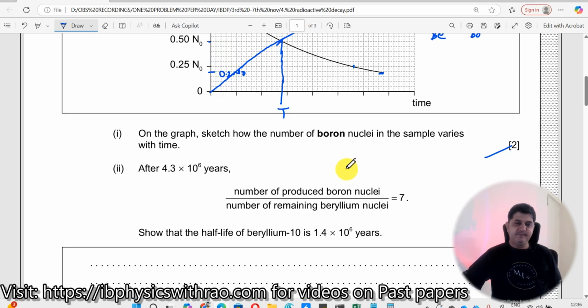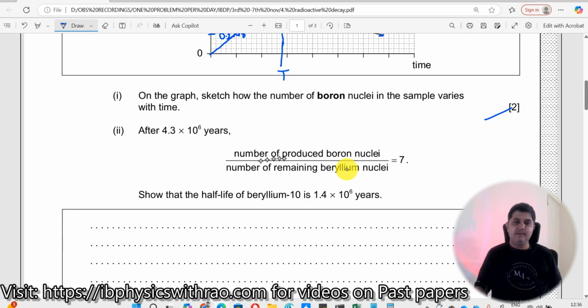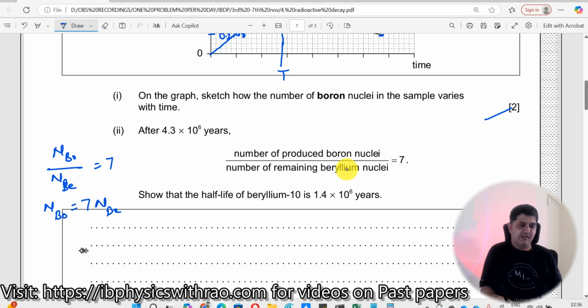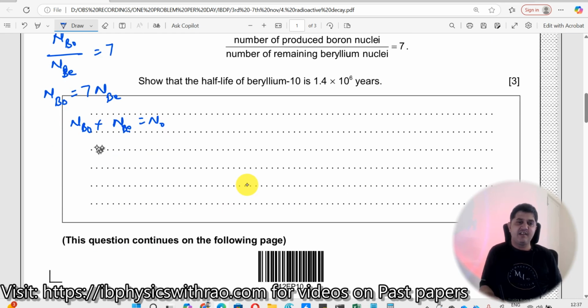So it says the number of boron nuclei divided by the number of beryllium nuclei is equal to 7, which means the number of boron nuclei is equal to 7 times the number of beryllium nuclei. That's the first condition. Secondly, we know that the number of boron plus the number of beryllium is equal to N0. This we also know. Now I will take this condition and substitute here.